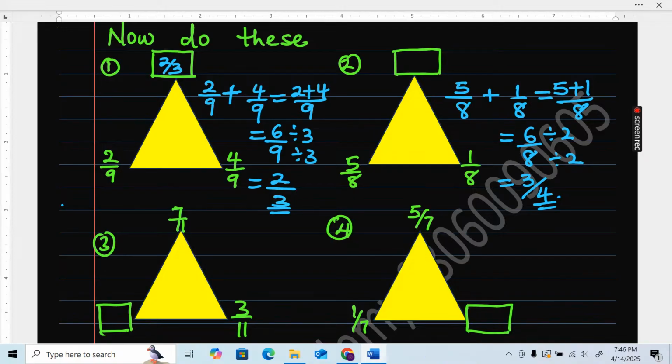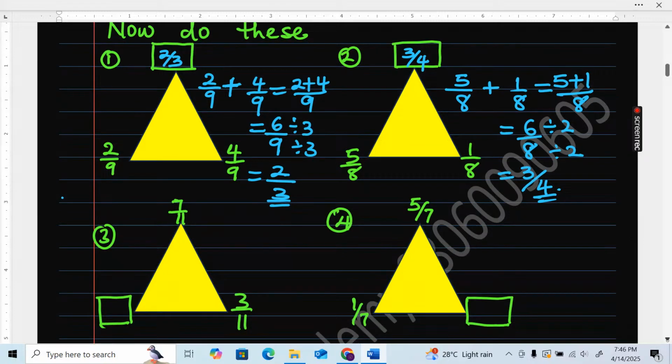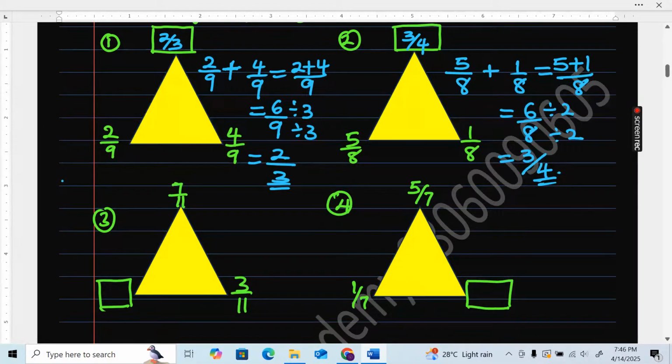All right? So in the rectangle above, we'll write 3/4. If your answer is not correct, please make sure you write the corrections. Make sure you do this immediately. Now, moving on to the ones that are below.